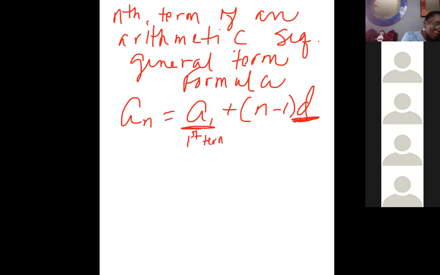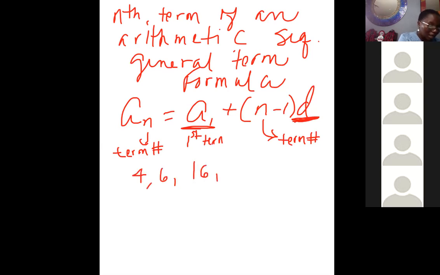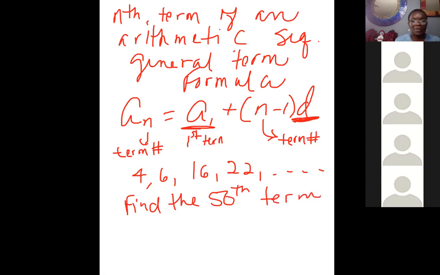And then n, of course, is the term number. So wherever you find an n value, you go ahead and plug in the term number. So guys, that last sequence we were just looking at, 4, 6, 16, the next one was 22, and so on. If they were to ask you to find the 50th term in the sequence, rather than having to sit here and list out all the terms in order to get to the 50th one, you go back to the formula and plug it in.